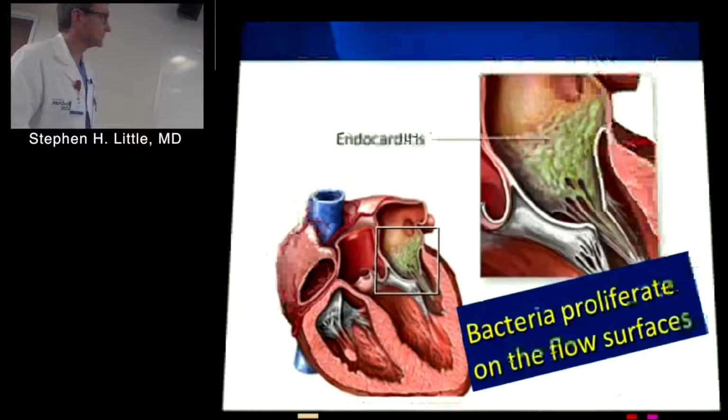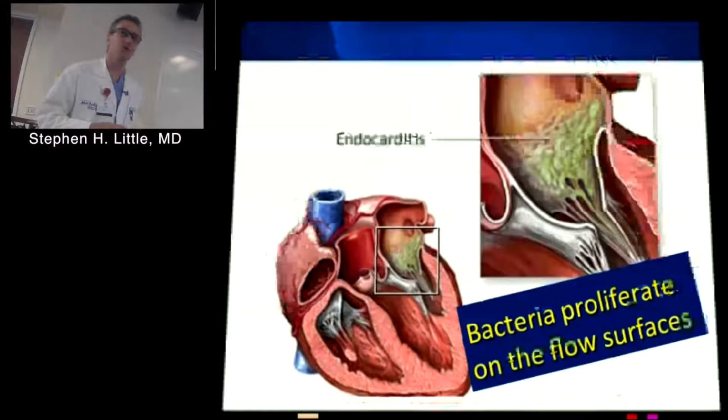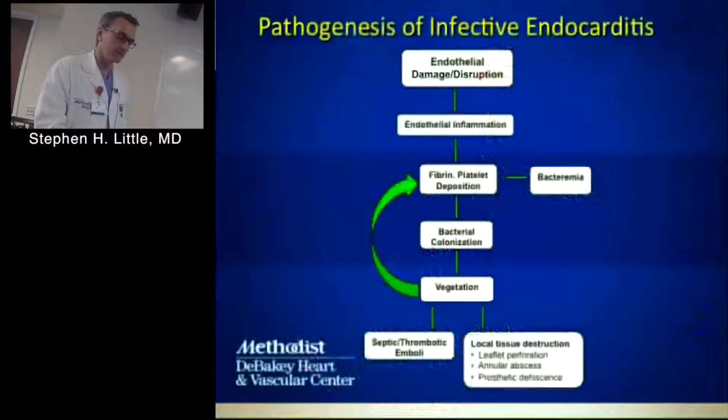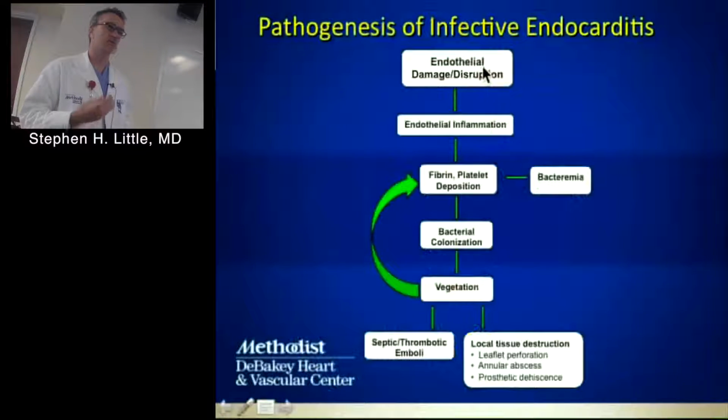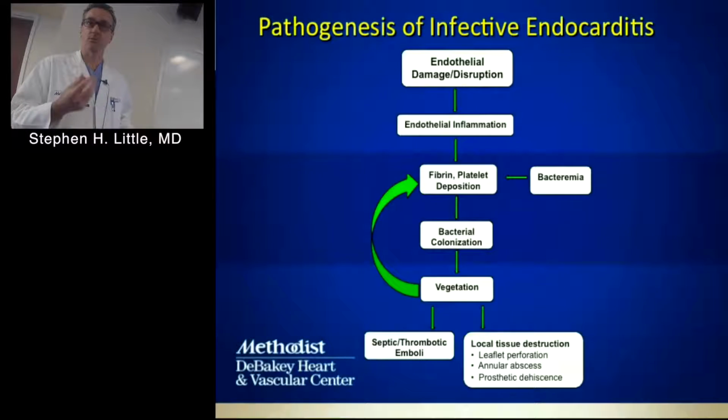And this is sort of the pathogenesis of how a vegetation gets created. So typically you start with some sort of disruption or damage. Whether it's a congenital lesion or an acquired lesion, it's very difficult for bacteria to seed on a completely normal valve. That's why you don't see it on a typically normal valve.